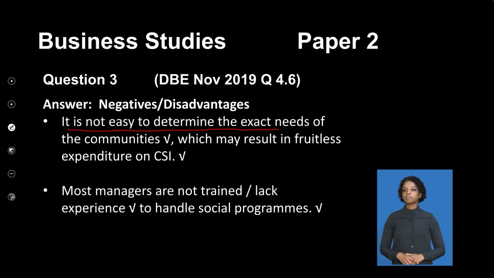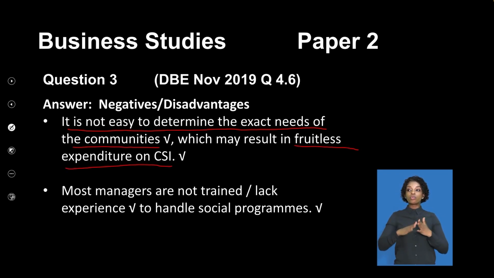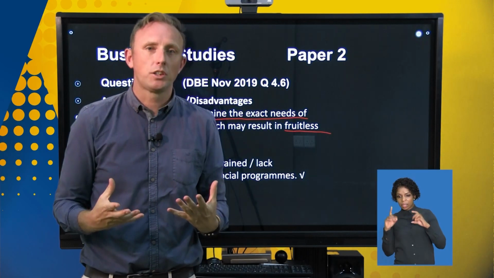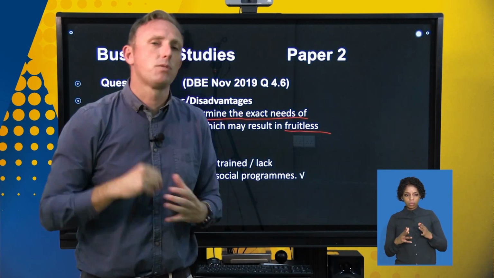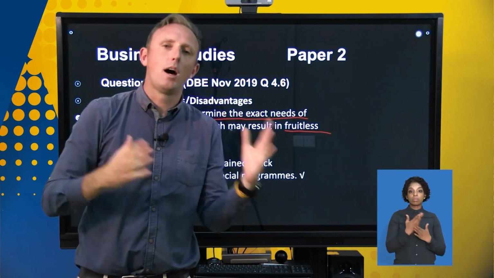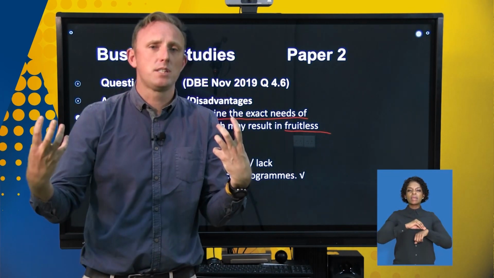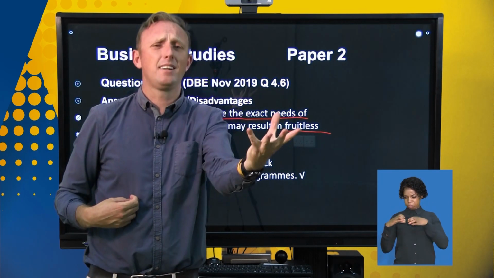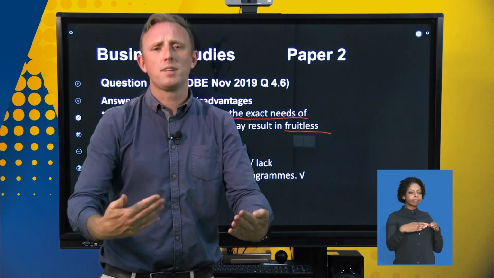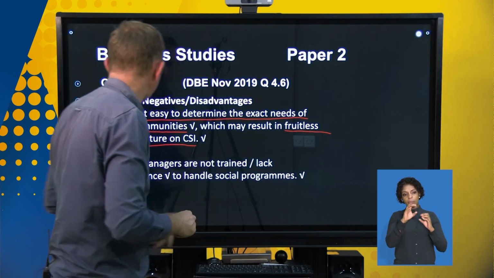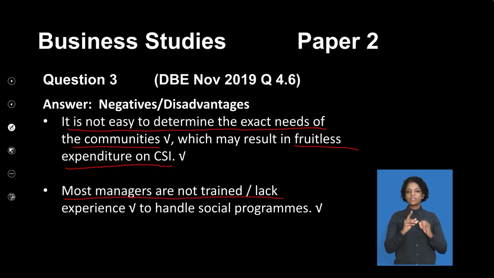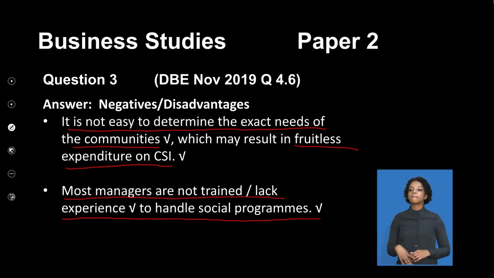It's not easy to determine the exact needs of the communities, which may result in fruitless expenditure on CSR. We don't know what the community wants. Do they need education? Do they need healthcare? Do they need infrastructure? We might think, oh, okay, cool, all they need is for us to build them a road. They're like, no, our biggest issue is that we have so much unemployment and we have people that are sick, right? So they're going to be like, we actually needed education and healthcare, but you've given us infrastructure, which we don't need.